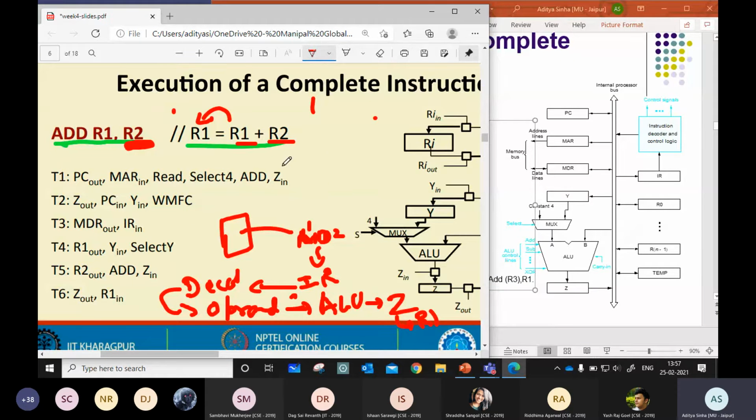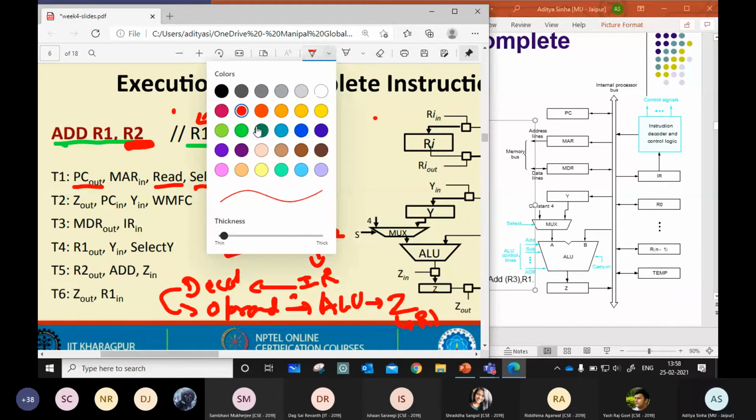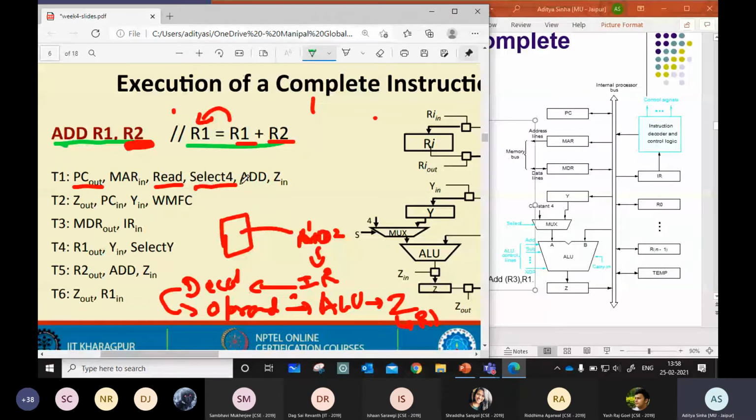Okay, the first step in this would be PC out. We have to put the memory address from PC into MAR. So we'll do PC out and we have MAR in. From MAR in, we'll issue a control signal, that is read. Why are we doing select 4 and not select Y? To increment PC. Okay, so the PC plus plus step we are dealing with. Then, which addition is happening here?